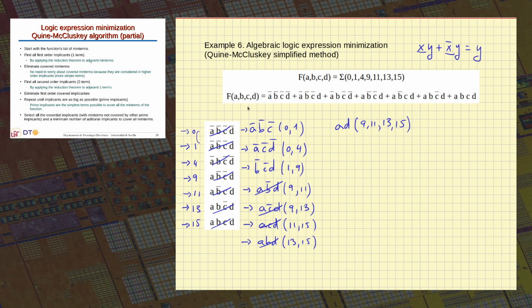In this column we have first order implicants. Okay? Actually, these implicants that are not included in other higher order implicants, these are second order implicants. These are called prime implicants. The ones that I have not crossed are prime implicants. It means implicants that cannot be further simplified. So this one, this one, this one, this one are prime implicants, right?